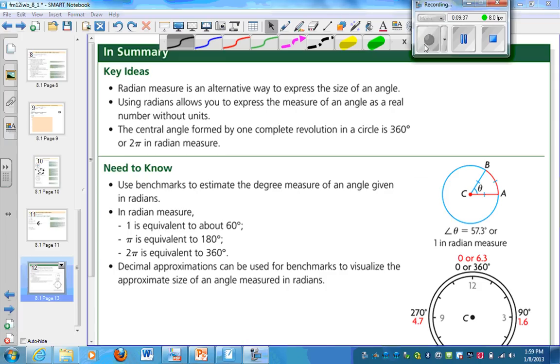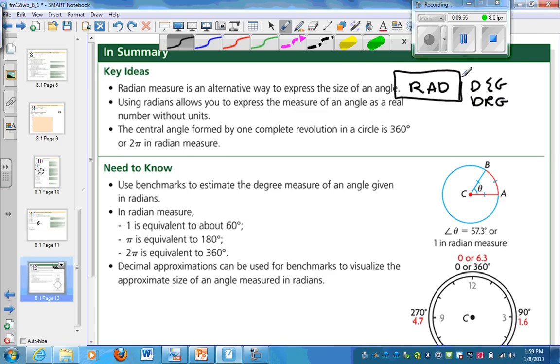Okay, some of your key ideas. Radian measure is an alternate way to express the size of an angle. And in fact, some of you might have seen radians before when you wrote a trig test. Your calculator was accidentally in RAD instead of DEG. And so it was expressing all your answers in radians. So this may have been why you got funny tangent ratios or funny sine angles.